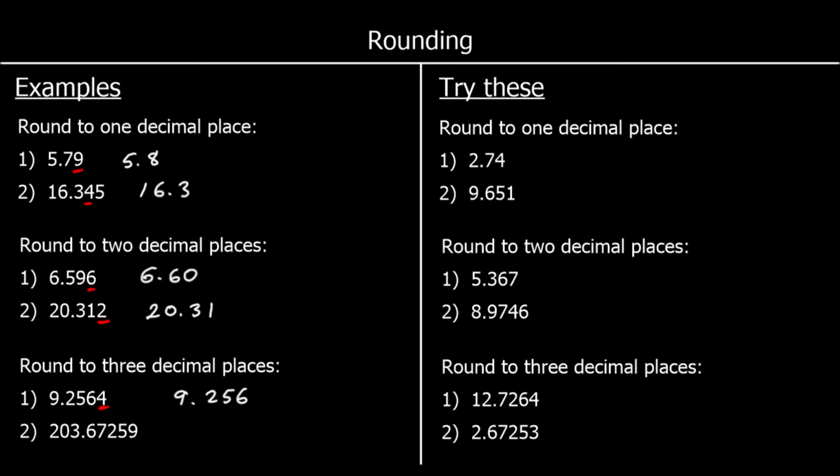And 203.67259. Again, we want 3 numbers after the decimal point. We look at the next one. Is it 5 or above? Yes, it is. So we're going to round up. So that'd be 203.673.